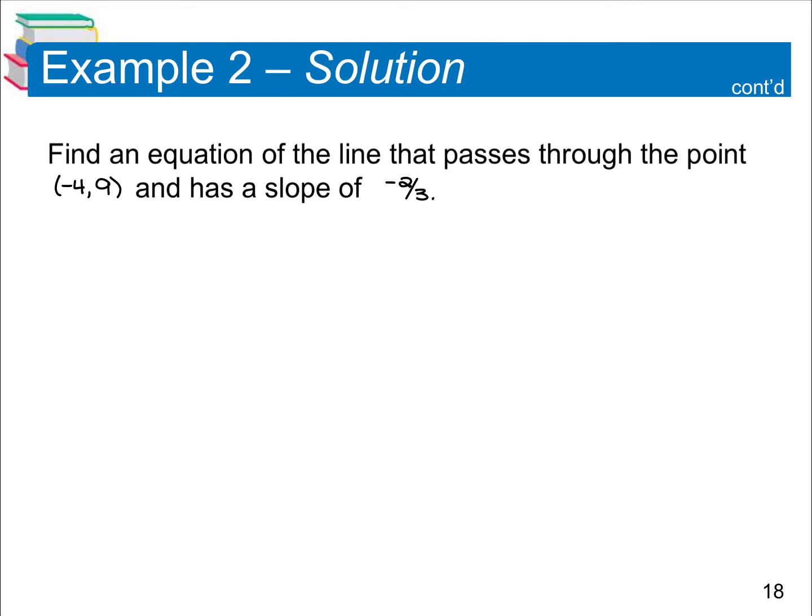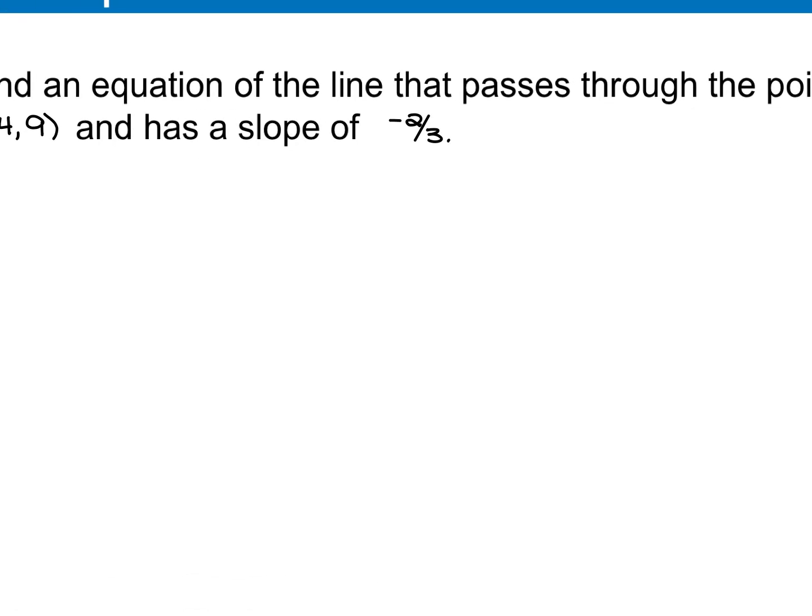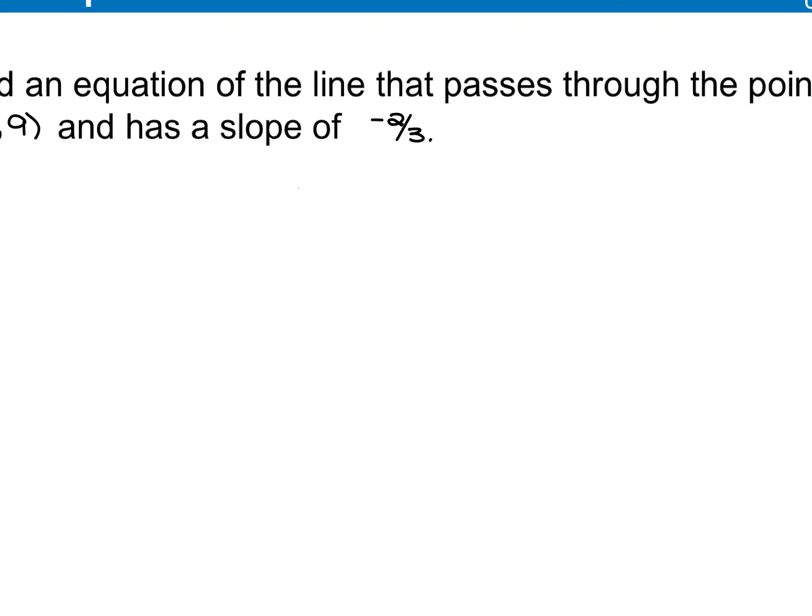For our next example, it tells us to find the equation of the line that passes through the point negative 4, 9 and has a slope of negative 2/3. So once again, the equation in point slope form is y minus y1 is equal to m times x minus x1. The ordered pair that's given to us is negative 4, 9. So our x1 is going to be negative 4, our y1 is going to be 9. It also tells us that we have a slope of negative 2/3.